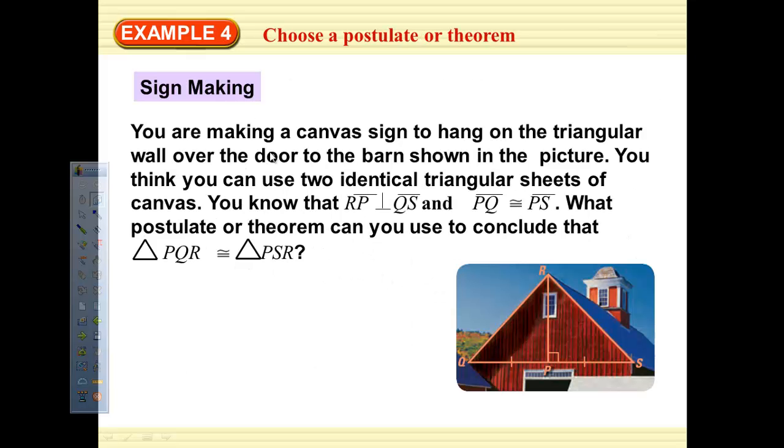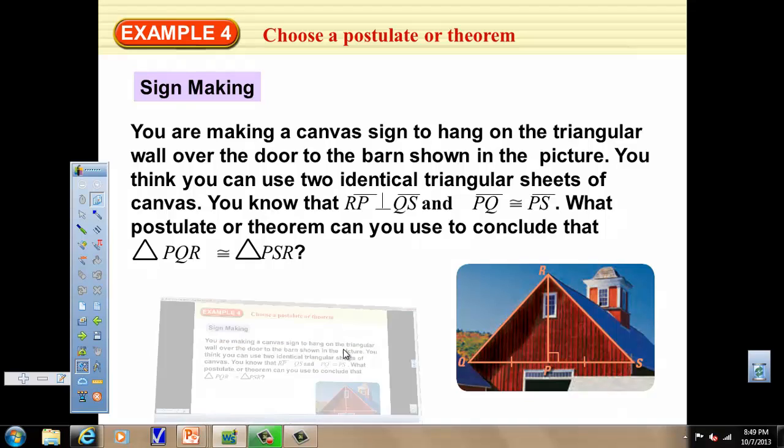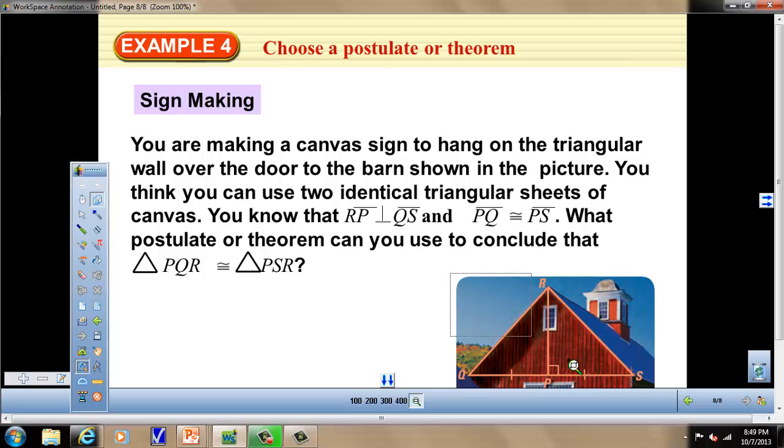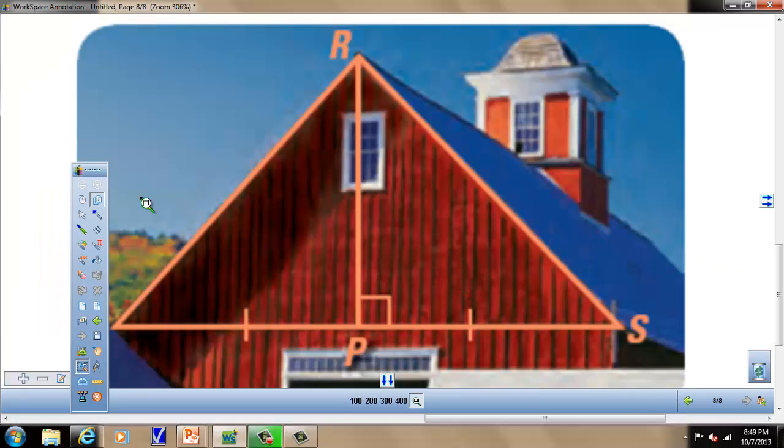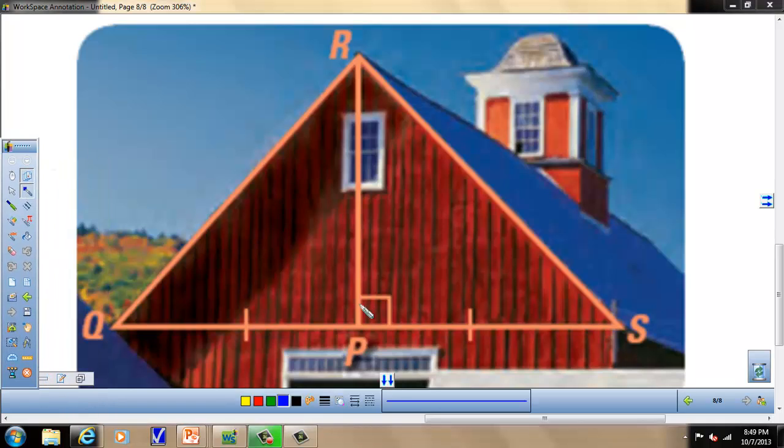For this next example, and it's kind of hard to see just because of the colors, but we're told RP and QS are perpendicular and PQ and PS are congruent. So we see these markings here. I'm going to zoom in on that real quick just so that we can look at it a little bit better. And if we look at this carefully, we can see that they share this angle right here, and that these sides are congruent. And again, this is a side by side, so we can state that that's congruent to itself.